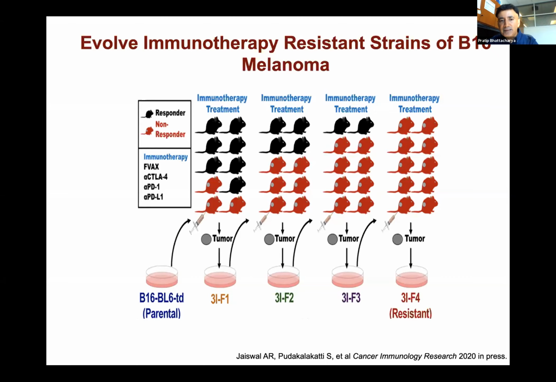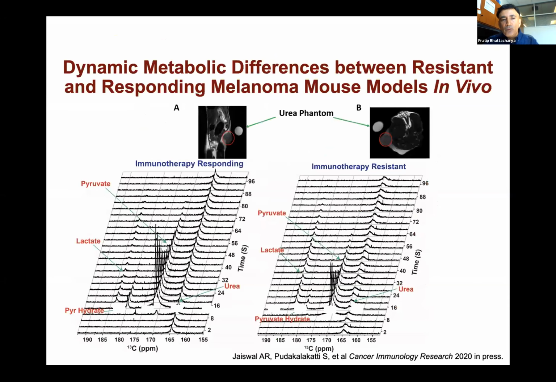So we took the 1st generation, which we call responding, and the 4th generation, which is resistant. Then, the same thing, we inject hyperpolarized pyruvic acid, and we want to see the NLAC, the lactate to pyruvate ratio. Is that a biomarker of immunotherapy resistance? And lo and behold, we saw the exact same thing. In the immunotherapy responding mouse, the lactic acid is a lot higher, and in immunotherapy resistance it is a lot lower.